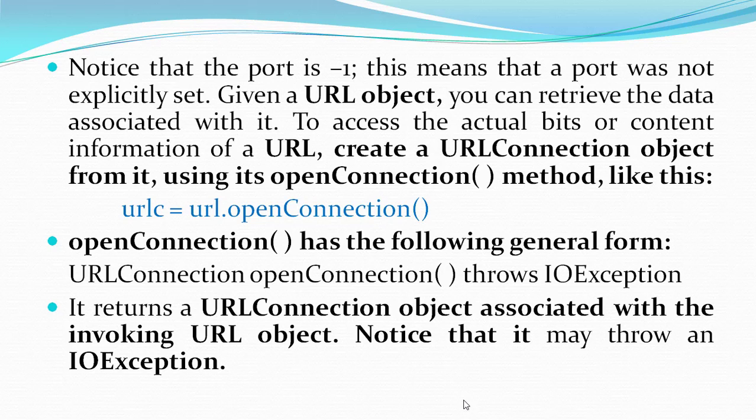Given a URL object, you can retrieve the data associated with it. To access the actual bits or content information of a URL, create a URLConnection object. If you want to access the content from that URL, then we need to create a URLConnection object from it using its openConnection method, like URLConnection urlc = url.openConnection(). The openConnection method has the general form: URLConnection openConnection() throws IOException. It returns a URLConnection object associated with the invoking URL object. Notice that it may throw an IOException. In the next lecture, we are going to study the URLConnection.